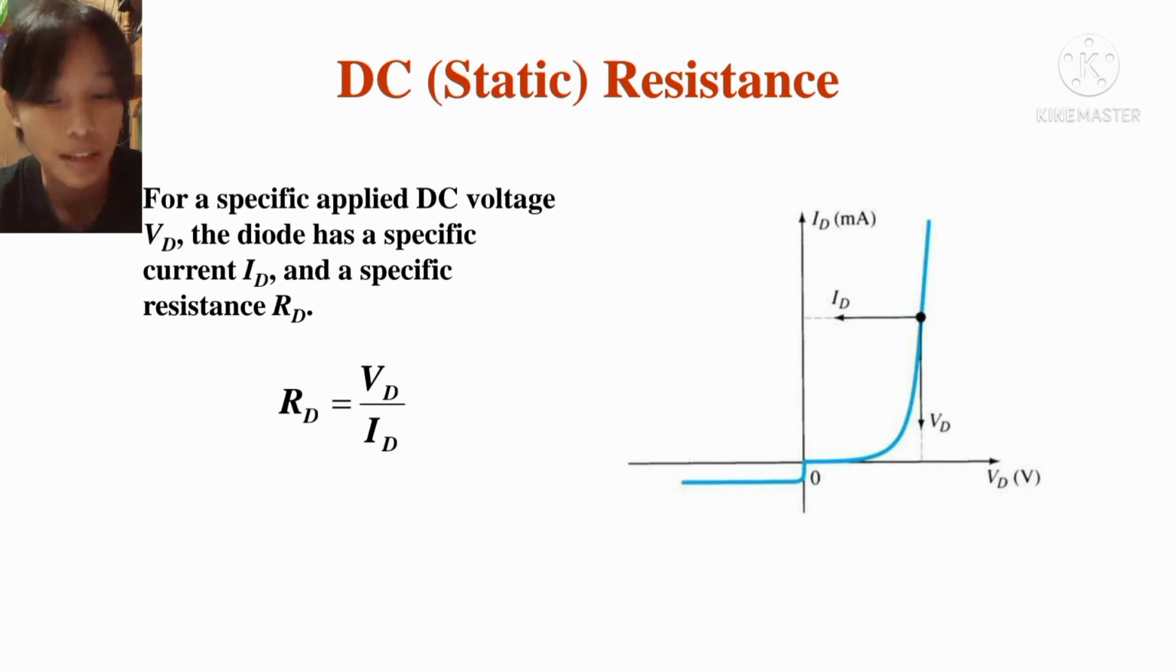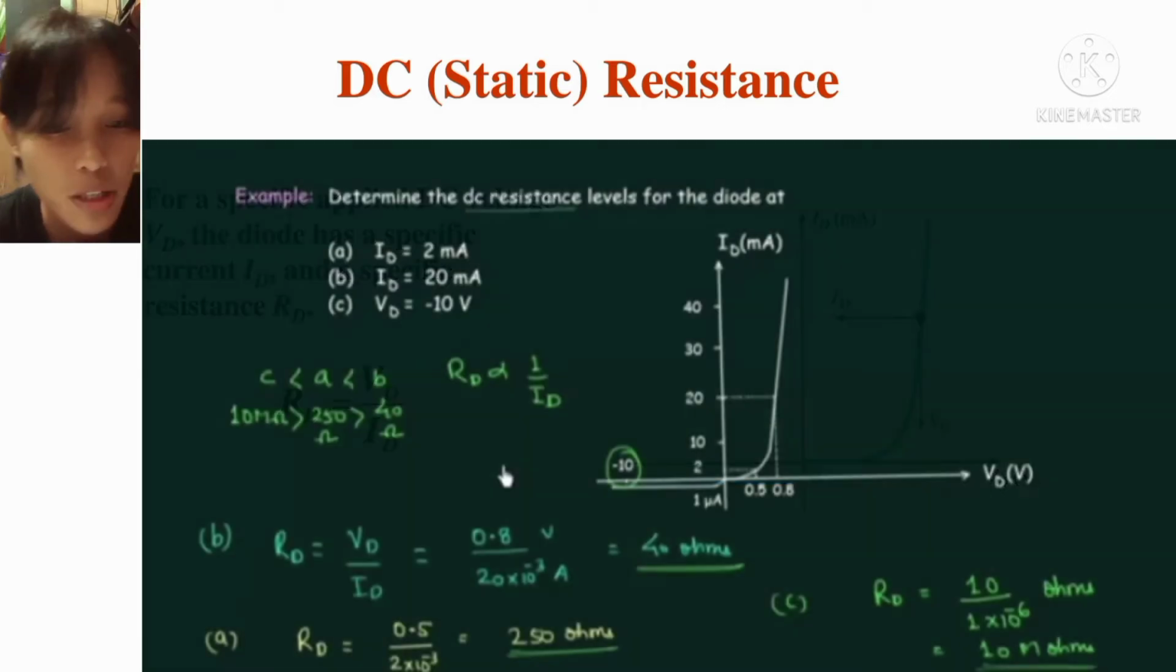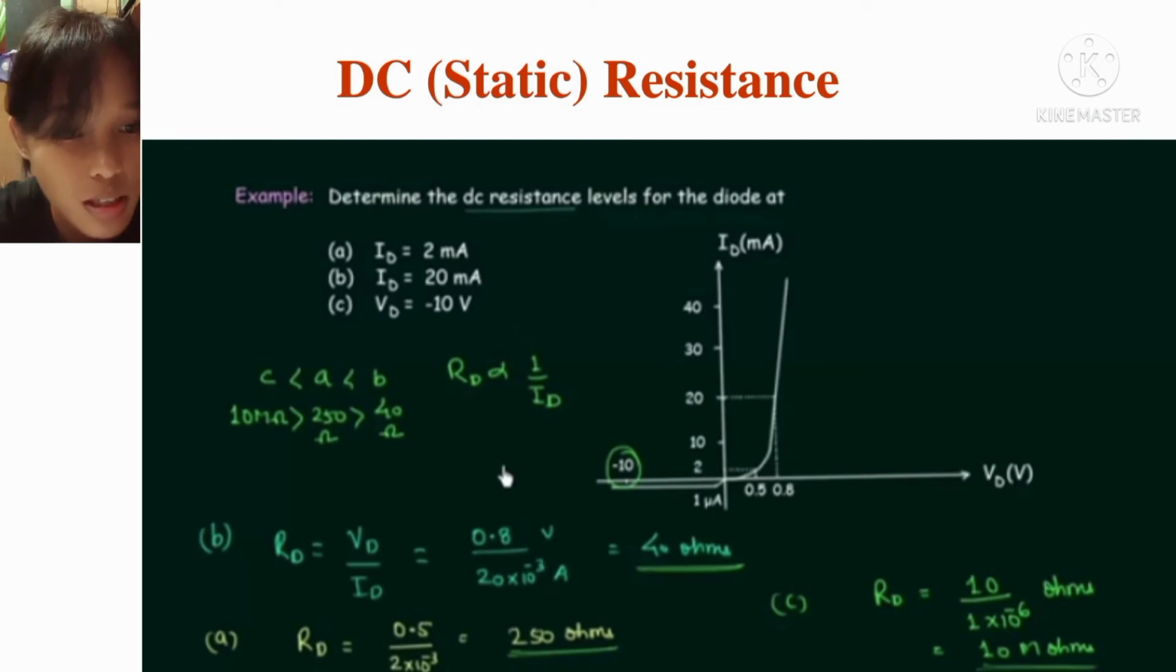So for the DC static resistance, for a specific applied DC voltage, there is a specific resistance and current. For example, determine the DC resistance levels for the diode at A, 2 milliamperes, B, 20 milliamperes, and C, for negative 10 volts.